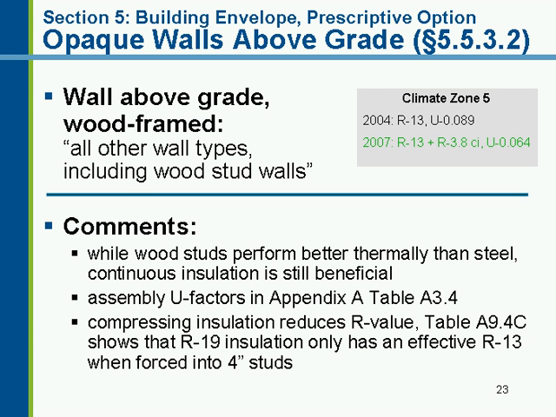For above-grade walls, the last category is wood-framed, which includes wood stud walls, but all other wall types. Here, the insulation increased from R13 cavity insulation, now with R3.8 continuous insulation. So here, this could be half-inch, three-quarter-inch, one-inch, depending on your type of rigid insulation over the wood studs.